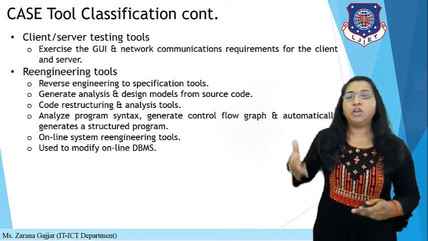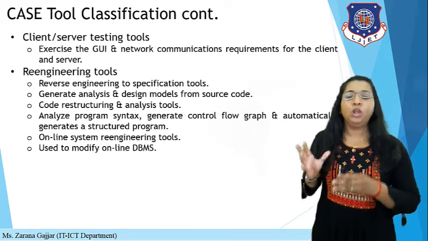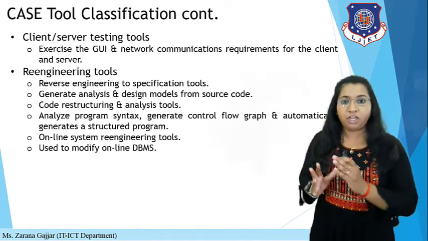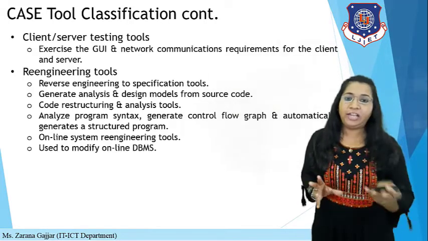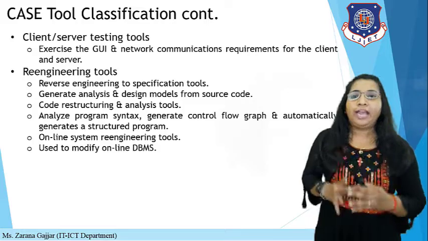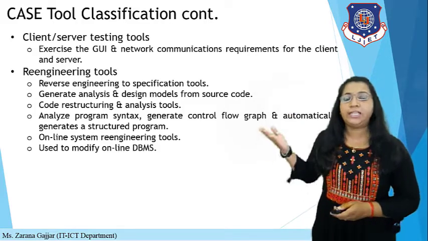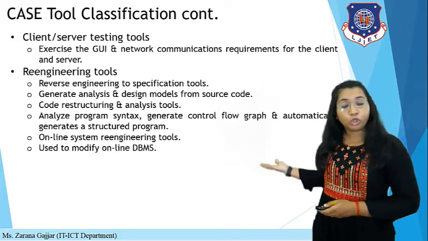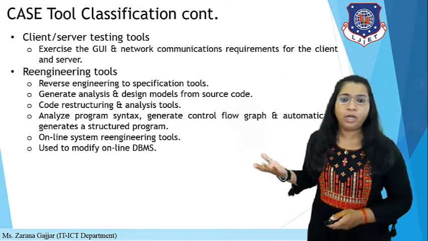Okay, so the re-engineering concept that we have already learned: if you want to re-engineer something, you first have to perform reverse engineering, then you have to restructure your code and apply forward engineering. So at last you will get re-engineered software. Okay, so these are some tools that are available, some automation tools available for the software development process.